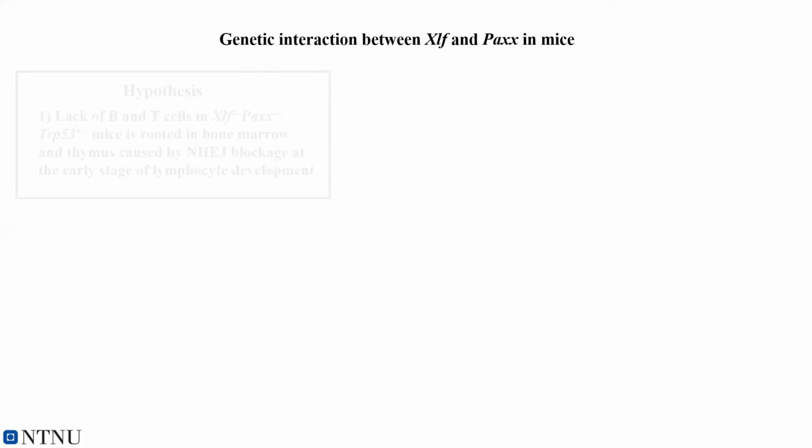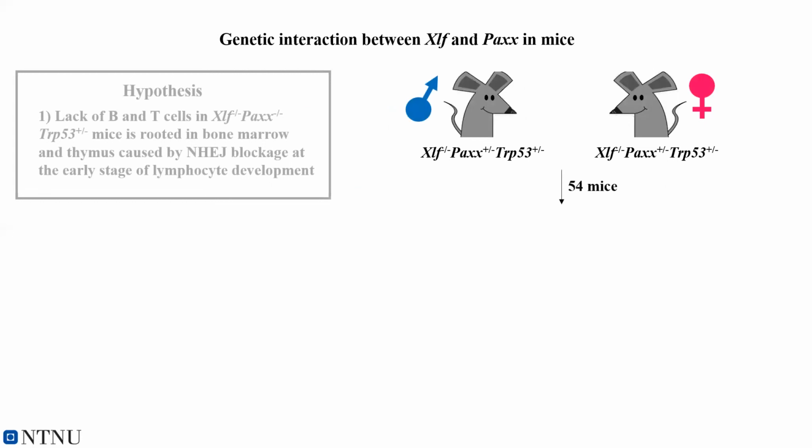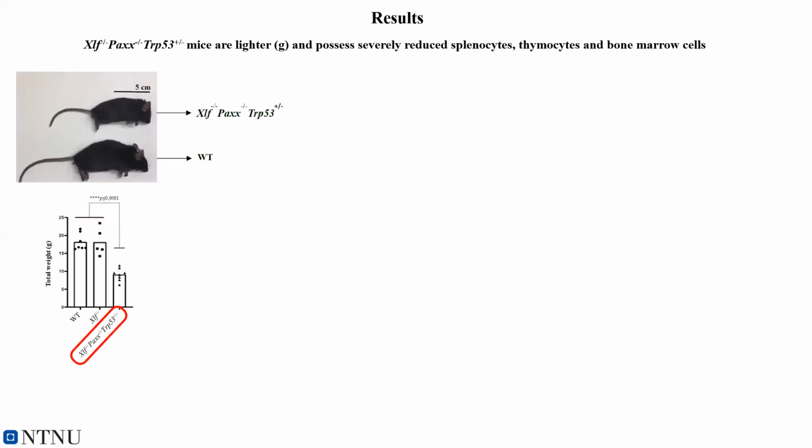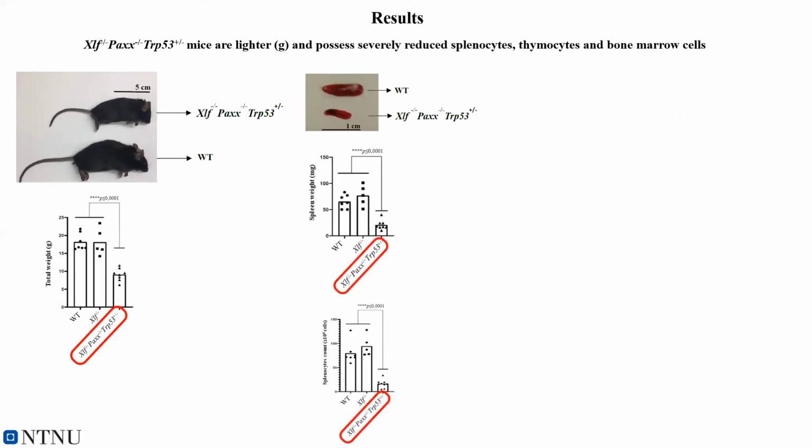To test my first hypothesis, I analyzed 54 mice generated from the parents that both were XLF-, PAX +-, and TRP53 +-. I found that XLF-PAX TRP53 deficient mice are visually smaller and lighter when compared to single knockout and wild-type controls. In addition, the counts of splenocytes is severely reduced in XLF-PAX TRP53 deficient mice.